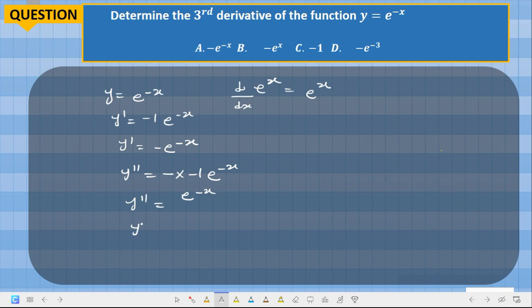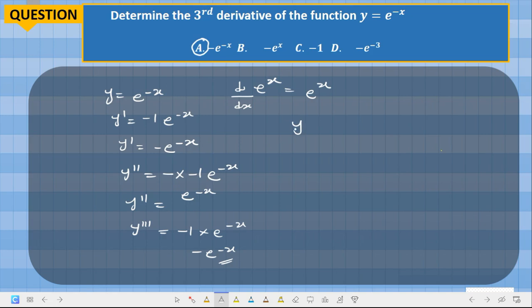Now the third derivative, now this one again will have to come down one more time. So it will be minus 1 times e raised to the power of what? Minus s, which is e raised to the power of minus s. And that option is option A. That is the correct answer.